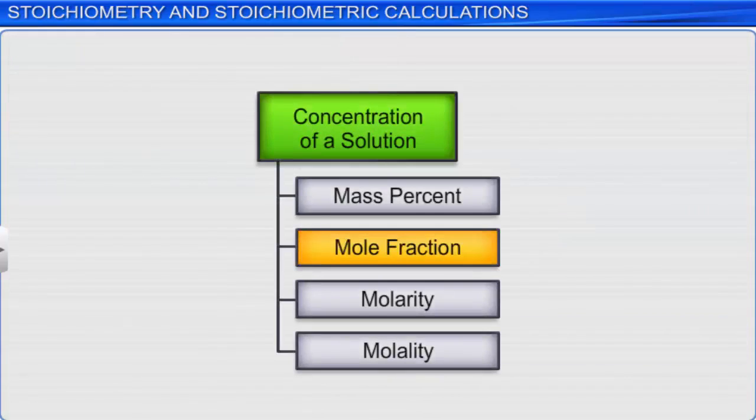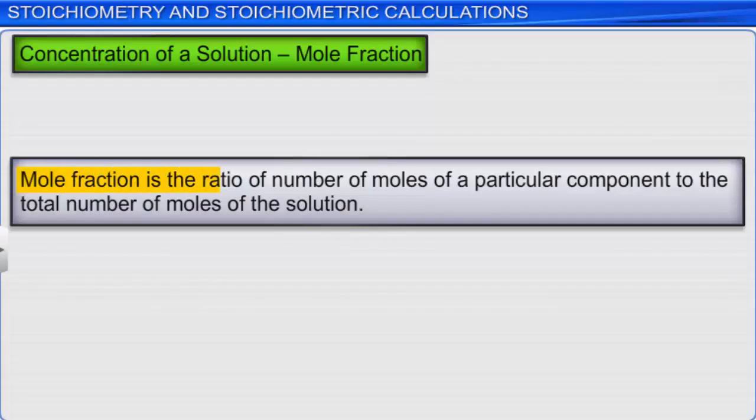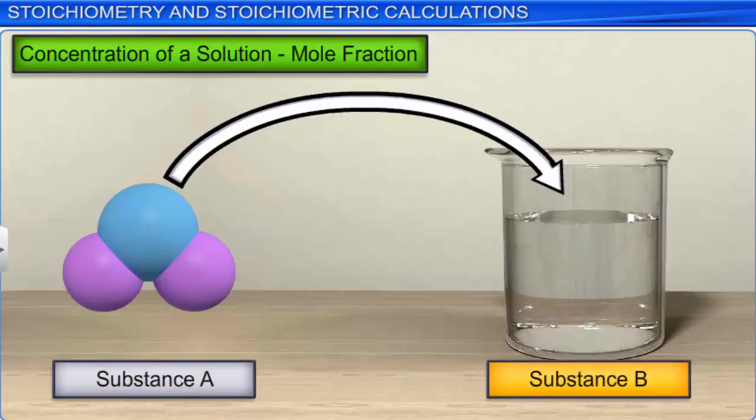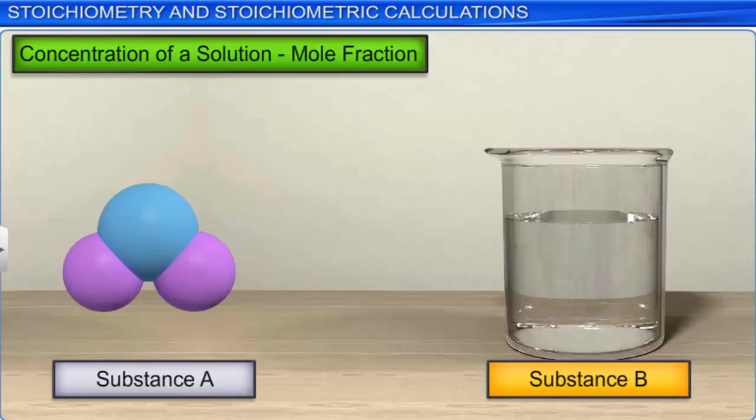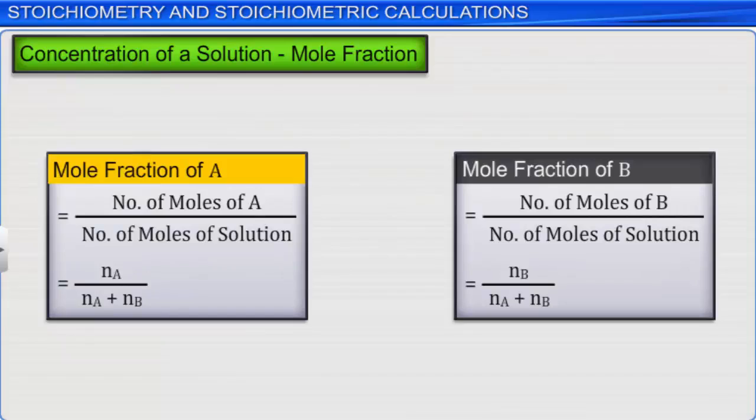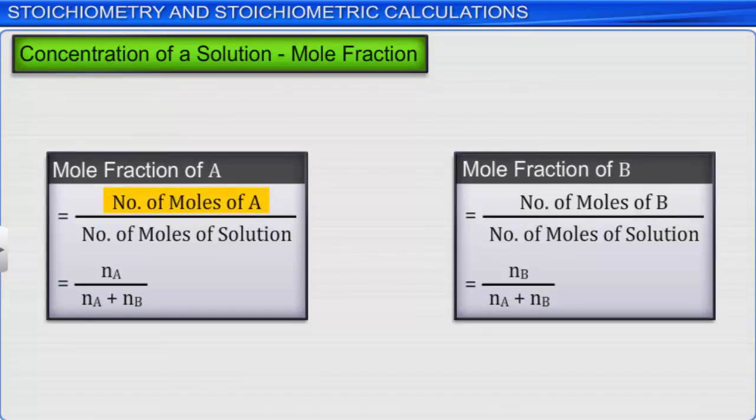Now, let's look at mole fraction. Mole fraction is the ratio of number of moles of a particular component to the total number of moles of the solution. Mole fraction is a way to express the composition of a mixture. For example, if a substance A dissolves in substance B, and their number of moles are Na and Nb respectively, then the mole fraction of A will be the number of moles of A divided by the number of moles of solution, and the mole fraction of B will be the number of moles of B divided by the number of moles of solution.